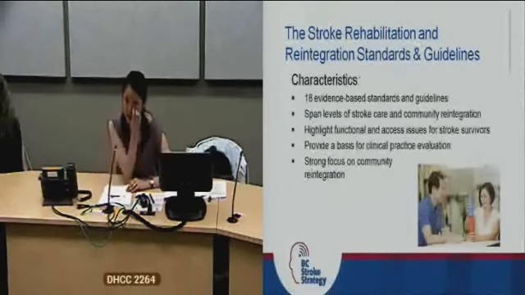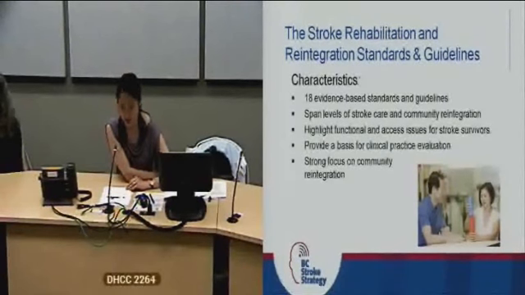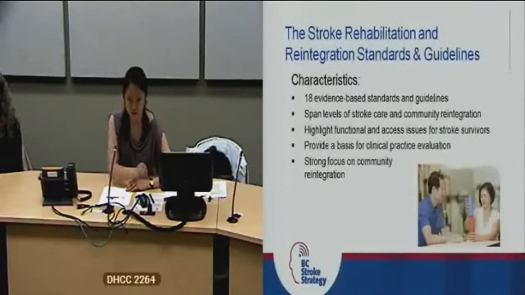These 18 evidence-based standards are in the guidelines. I wouldn't have time to go through every one of them now, but they are evidence-based. They follow the entire continuum, and highlight functional issues and access issues for stroke survivors. They can provide a basis for actual clinical practice evaluation, and we try to maintain a strong focus on the community reintegration piece.